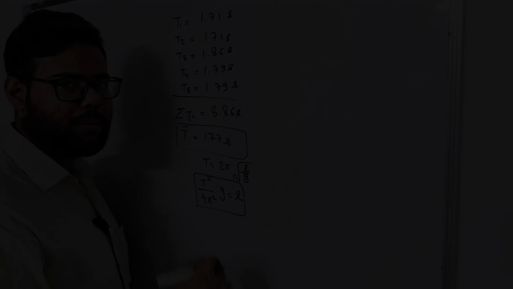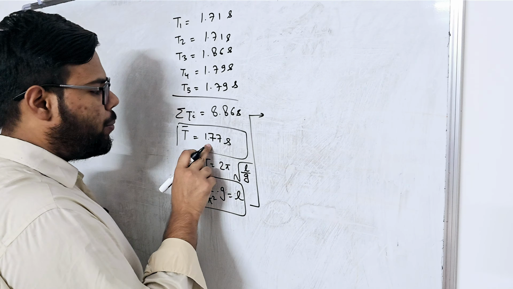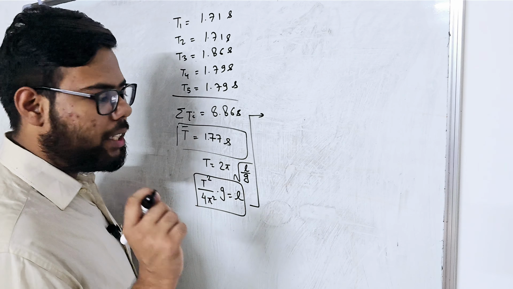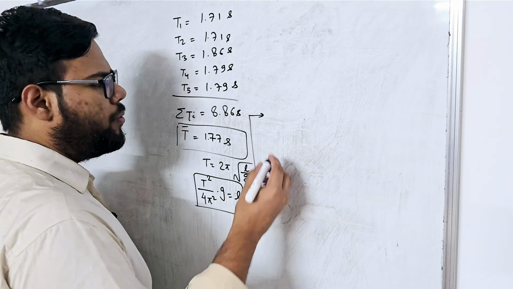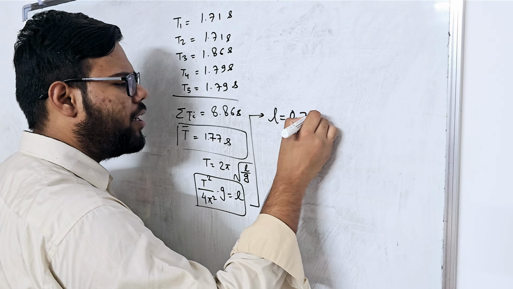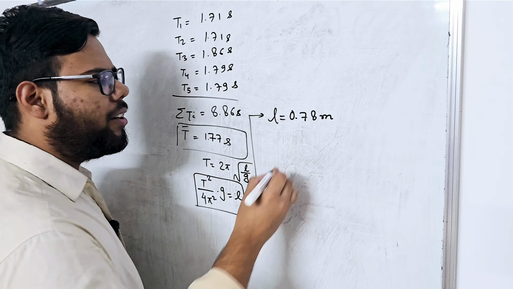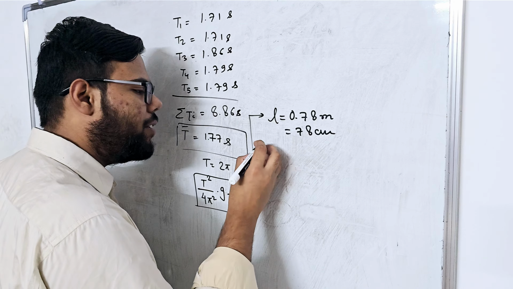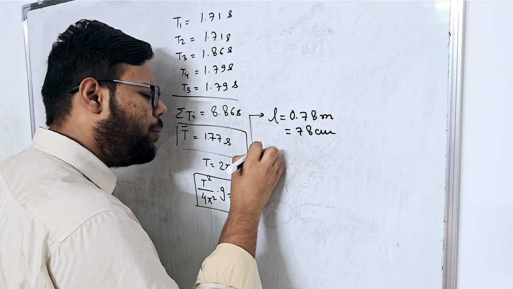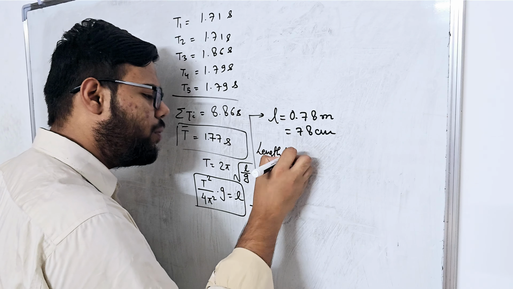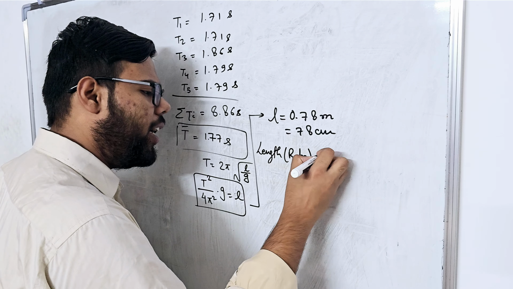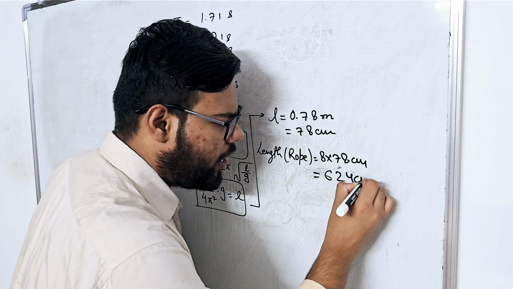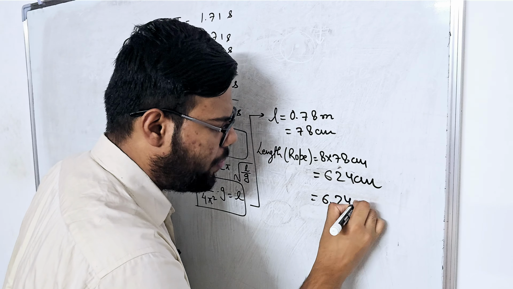The length of one part: on substituting the value as 1.77 seconds, the value of g as 9.81 meters per second squared, and π as 3.14, we get that the length is 0.78 meters or 78 centimeters. So this is the length of one portion. So the length of the rope is basically 8 times 78 centimeters, and it comes out to be 624 centimeters or 6.24 meters.